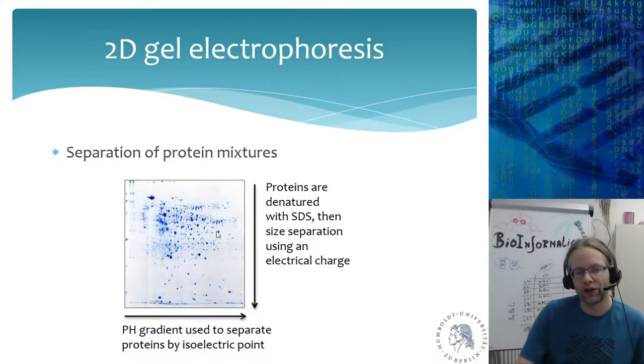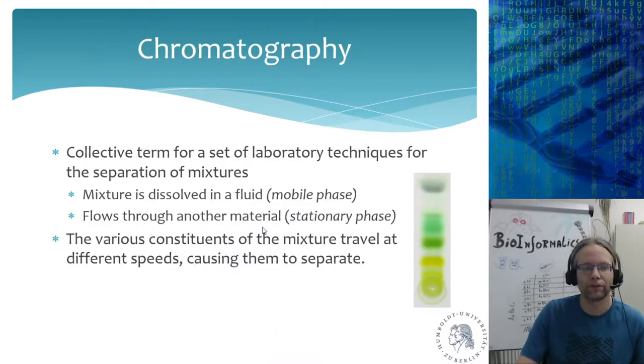If you would do this on, for example, the extract of a normal cell versus the extract of a cancer cell, then you might be able to see that in a normal cell this is a very little dot, but in a cancer cell this is a huge dot. That means that the cancer cell is producing much more protein than the normal cell is producing, and that might give you a clue of how you would be able to treat this.